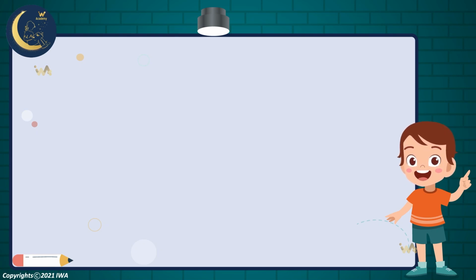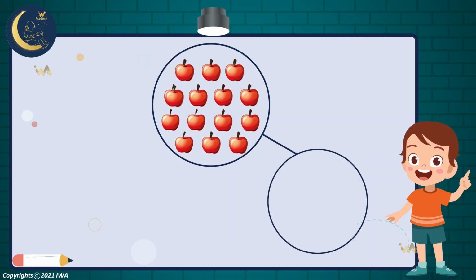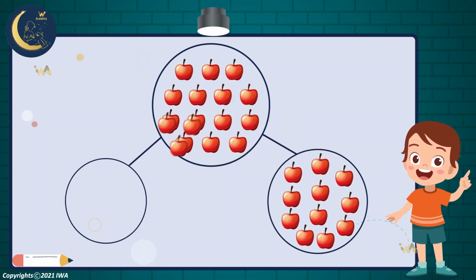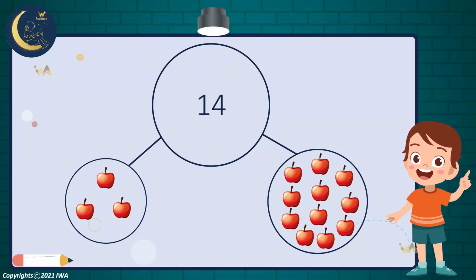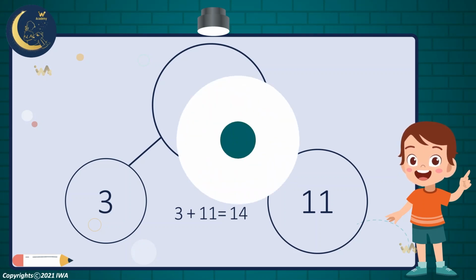For example, here we have 14 apples. If we take 11 and place them here, then leave the remaining 3 here, we can see, my friends, that the number bonds of 14 are 3 and 11. This means 3 plus 11 equals 14.